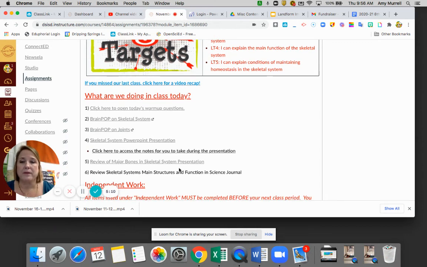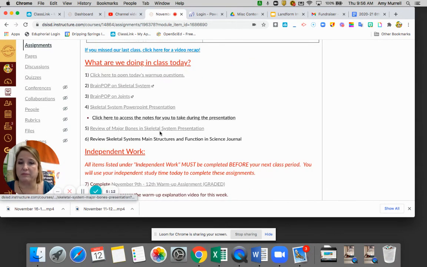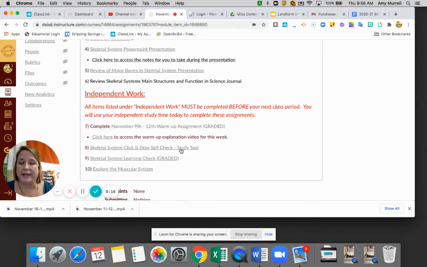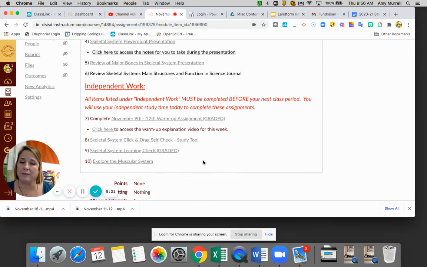So don't forget, you're going to be responsible for knowing these bones on an assessment. And don't forget to do your learning check, your homework, and preview the muscular system.